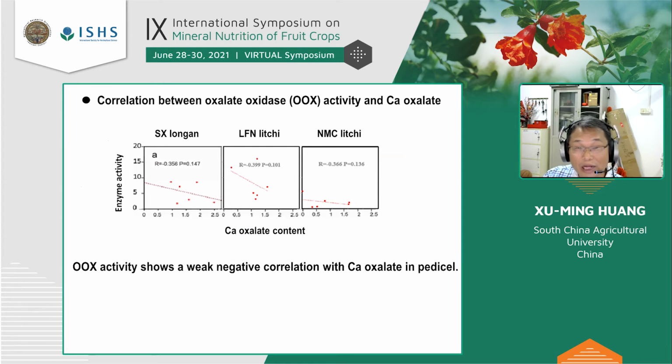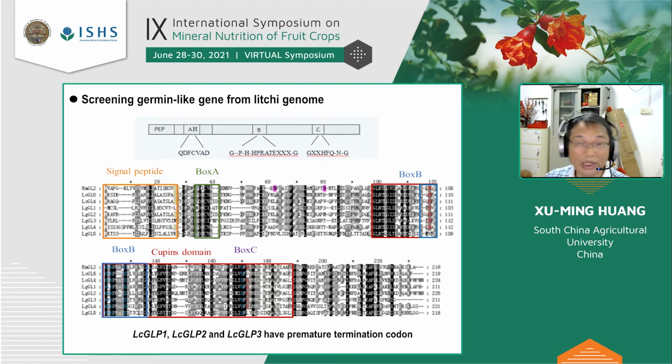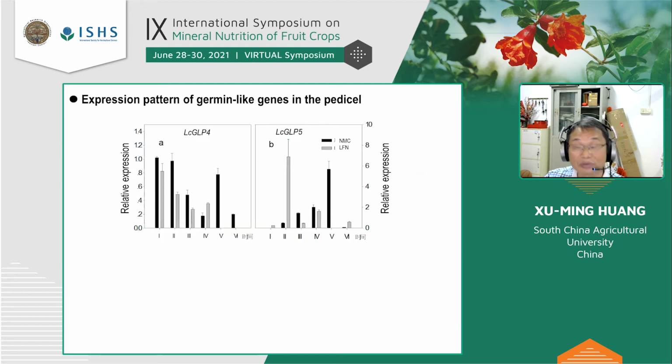We analyzed the correlation between oxalate oxidase activity and calcium oxalate content. We just found a weak negative correlation between them. Then we screened germin-like genes from the litchi genome. And we identified 5 of the genes. GOP1, GOP3, and GOP2 have premature termination codons. So we focus on germin-like protein 4 and germin-like protein 5.